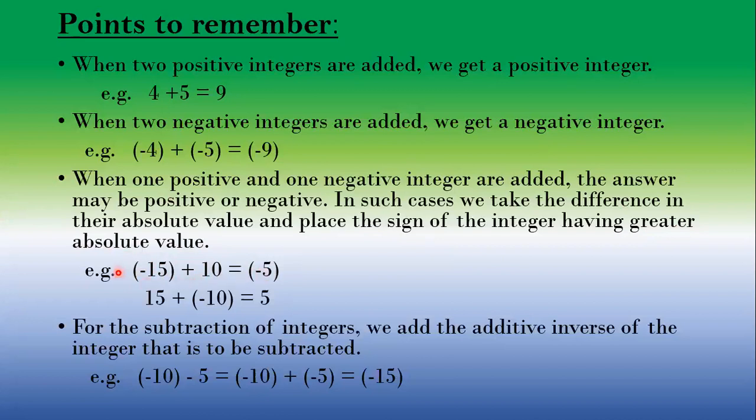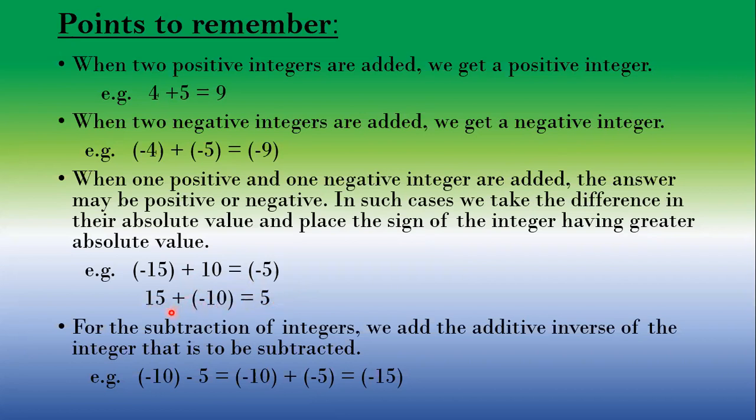See, when we compare the numbers, the greater or smaller, you don't have to consider the sign. Only we will consider the absolute value. Minus 15's absolute value is 15. 15 minus 10 is 5. And the greater number sign, 15 sign we will give. Okay. Now second example, 15 plus minus 10 is equal to 5.